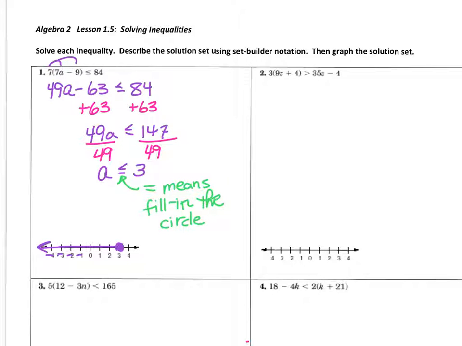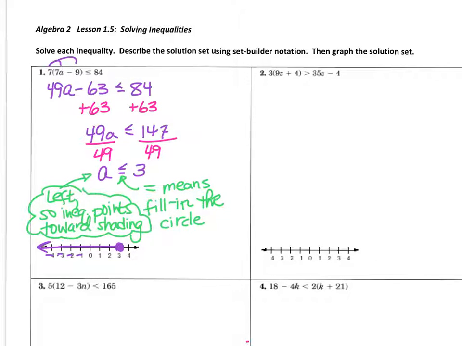If the variable is on the left side in the solution here, then the inequality symbol points where you're going to shade. If the variable is on the right side of the inequality, that wouldn't be the case. So you want to make sure that you put your solution in that form, if you want the symbol to point in the direction that you're going to be doing the shading.